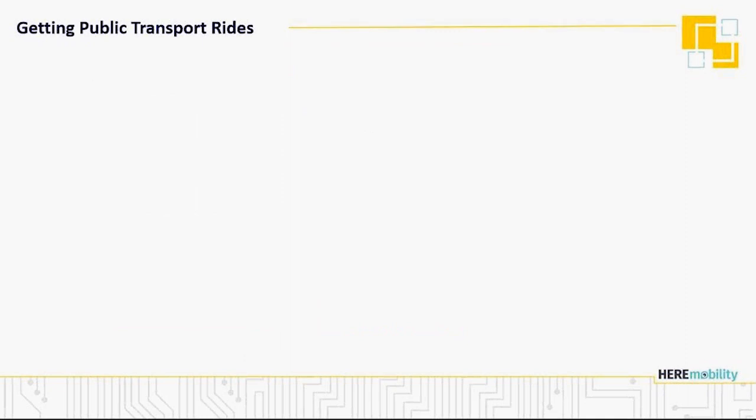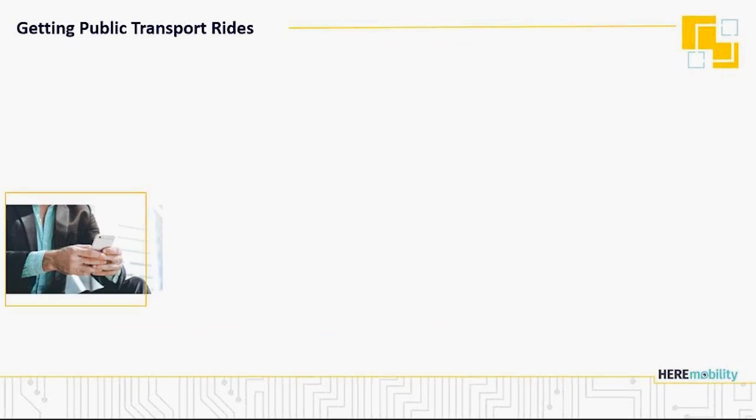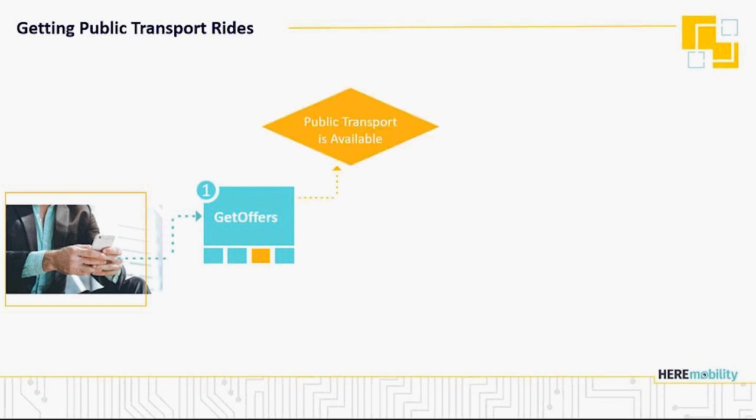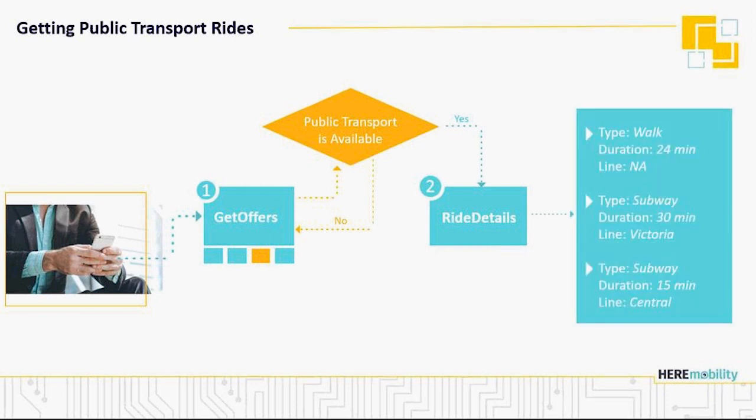Let's have a look at a public transport ride. Very similar to our previous flow, the user is holding your application that has our SDK in. He can ask for offers to get to his destination. Our marketplace checks if there are any public transport rides available that suit your user's needs. If there are, your user can choose to see these ride details.